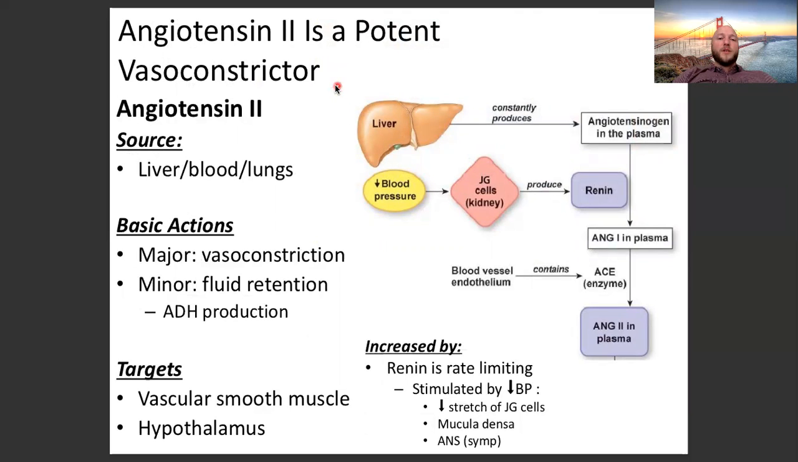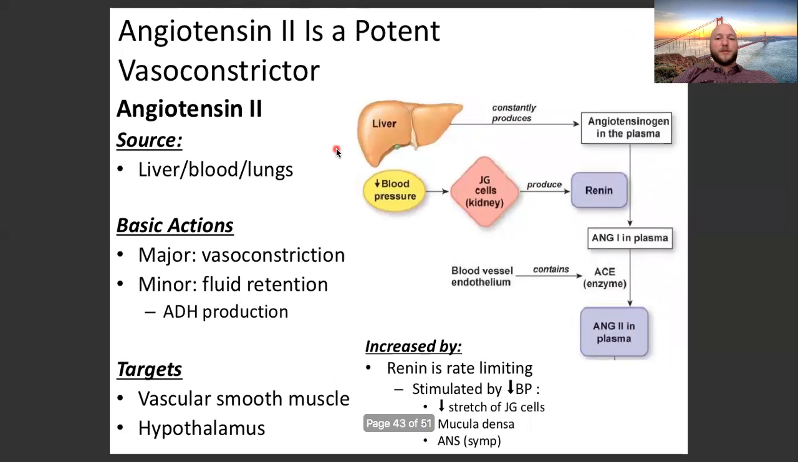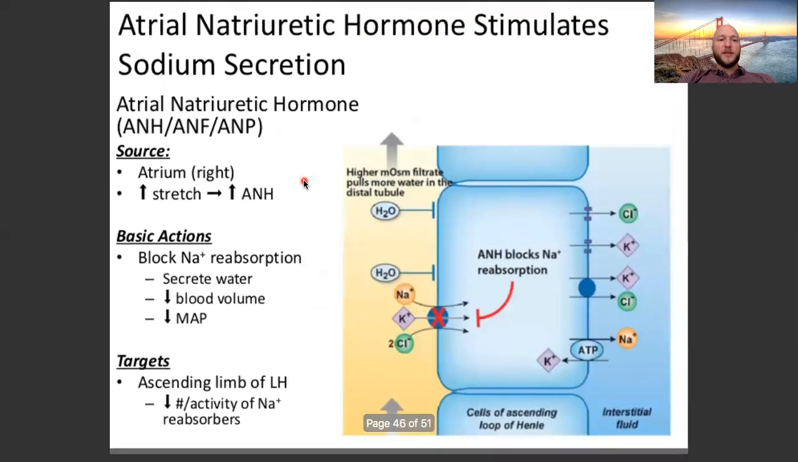This next one requires a bit of a story. I'm going to tell the story a couple times, and I would recommend that you get to the point where you can tell the story also. There's a number of parts. It's all summarized in this image on the right. So, angiotensin 2. We don't start off with angiotensin 2.